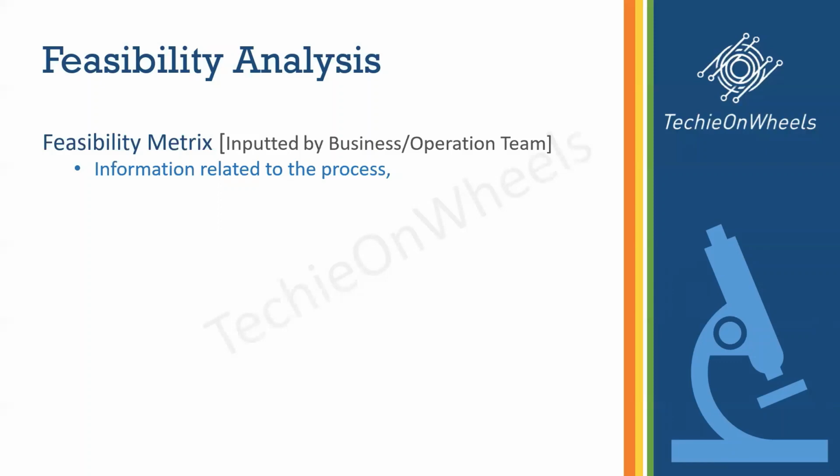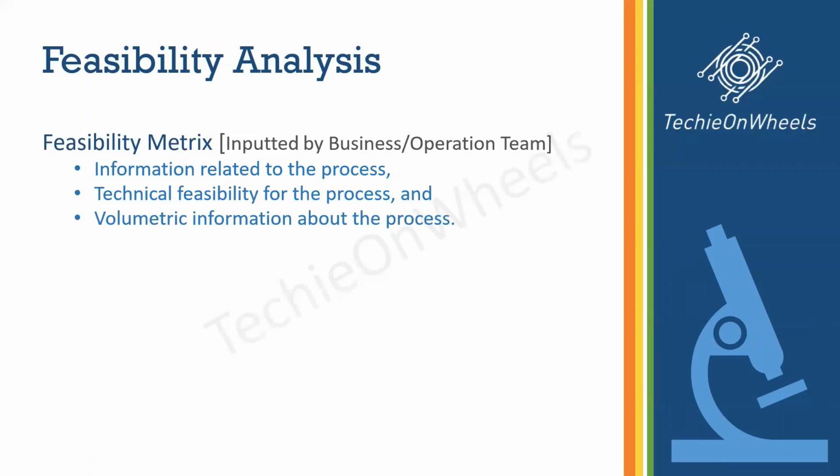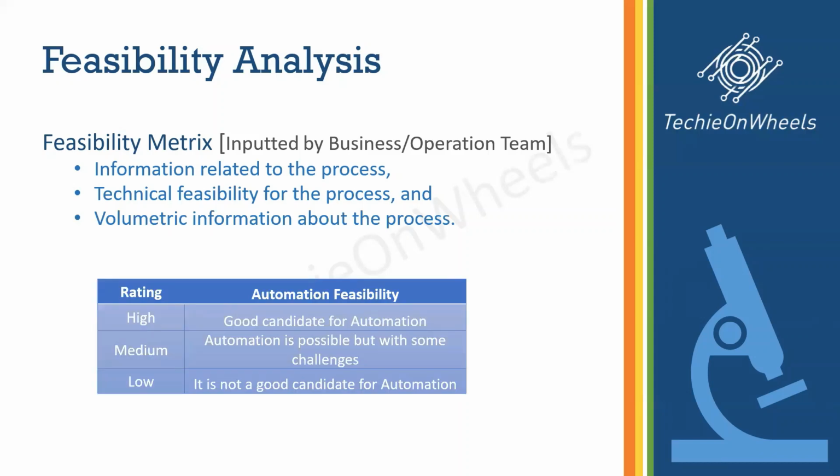What this matrix involves is the information related to the process, the technical feasibility of the process, and volumetric information about the process, meaning what the volume is. Out of these three pieces of detailed information, the feasibility matrix comes up with a number. We will post a separate, more detailed video for understanding the feasibility matrix and how to calculate the feasibility of the process. So, out of these three high-level points: what the process is, how it actually looks, what kind of applications are involved in this process.